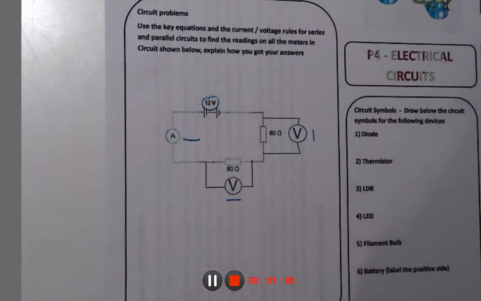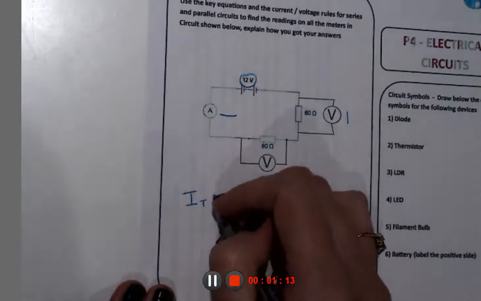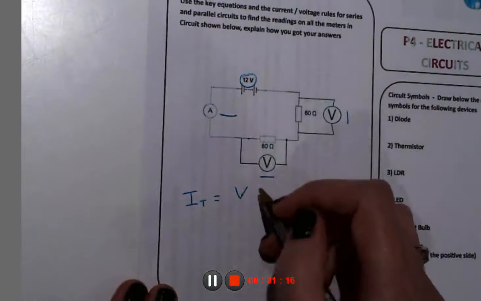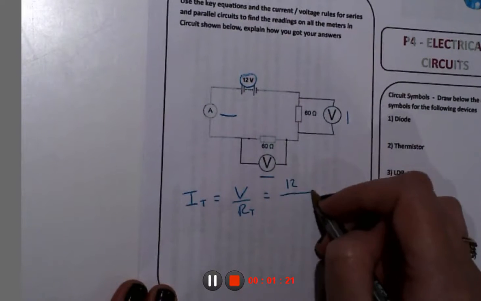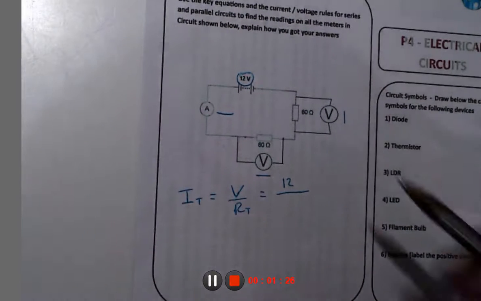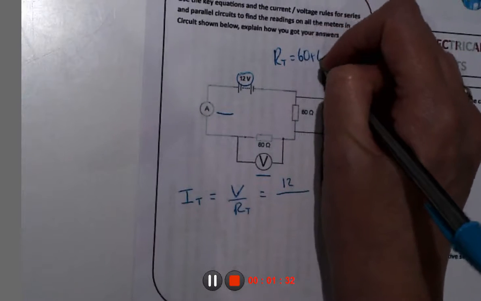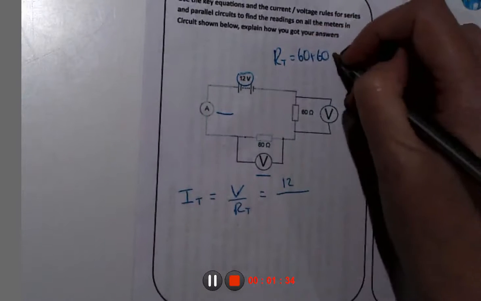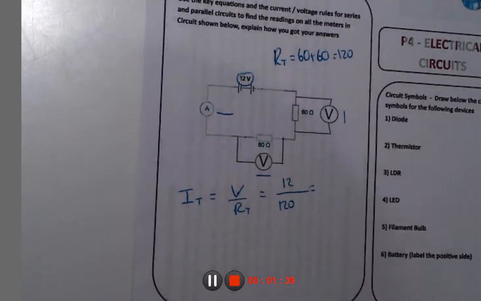So the first thing to do is to find the current. So we know that the total current is going to be equal to the power supply voltage divided by the total resistance. So the voltage is 12 volts. Now the resistors are in series, so they're next to each other. So the total resistance is going to be those resistors added together. So basically 60 plus 60, which is 120. So 12 divided by 120 is going to be our current.